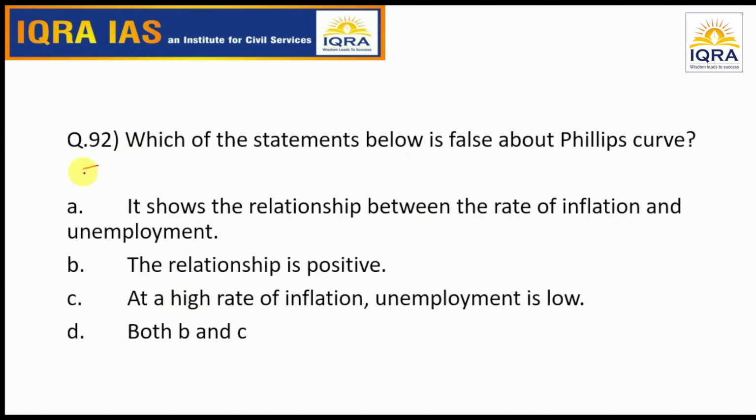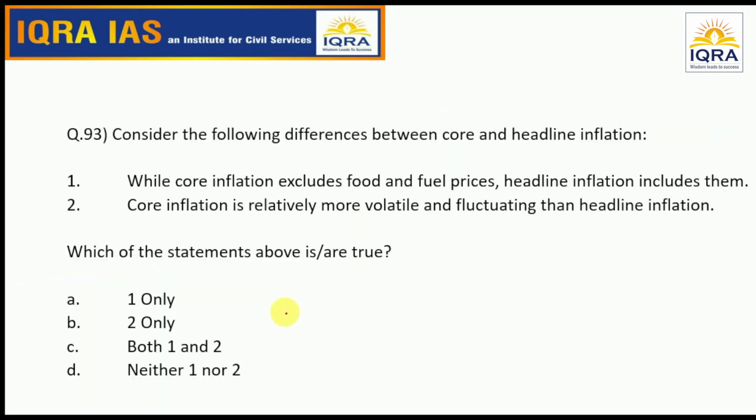Question number 92, a very conceptual question, and which of the following is false about Phillips curve? It shows relationship between rate of inflation and employment. Yes. The relationship is positive. No, the relationship is negative. At a high rate of inflation, employment is low. This is correct. So obviously high and low, so this is going to be a negative relationship. So the correct answer, rather the incorrect statement, the false statement, is B.